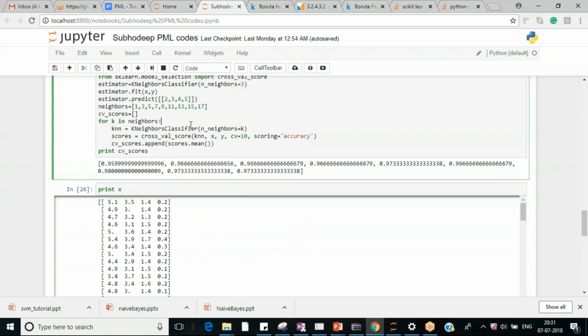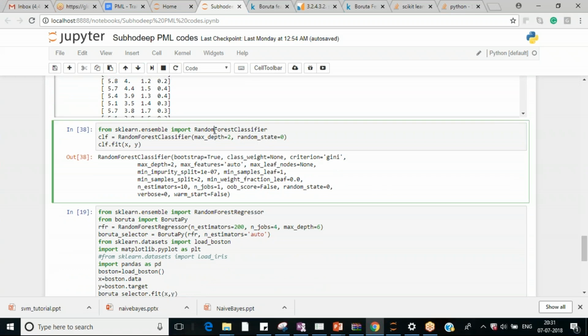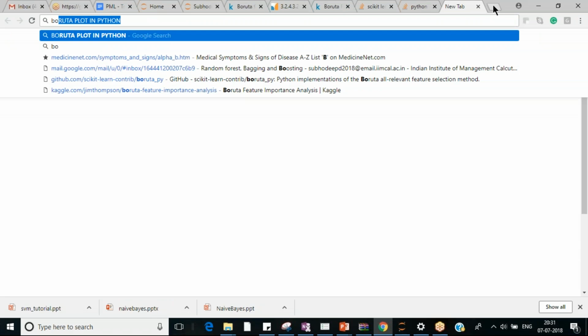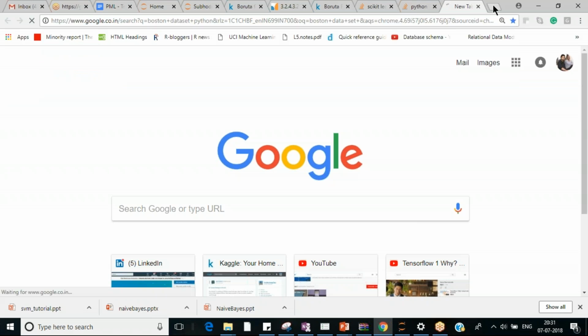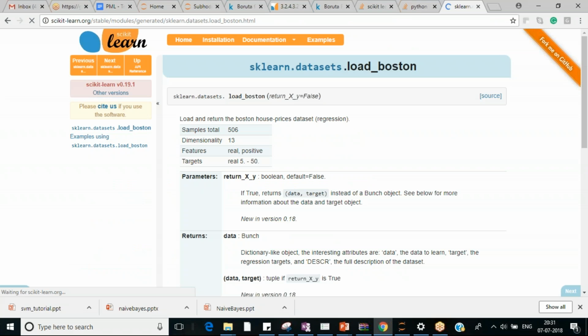Okay, so we had seen this. For example, if you see this part, I'm doing it on the Boston data set, okay? In the Boston data set, it's a regression problem. So we had already seen it, I'll just open the Boston data set. You guys can see my screen, right? Yes.